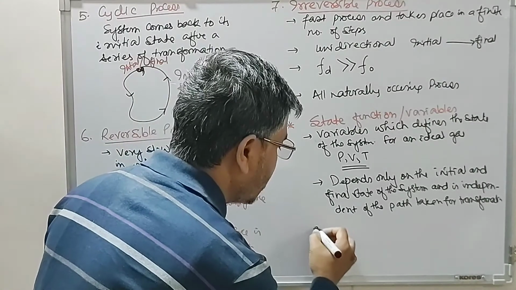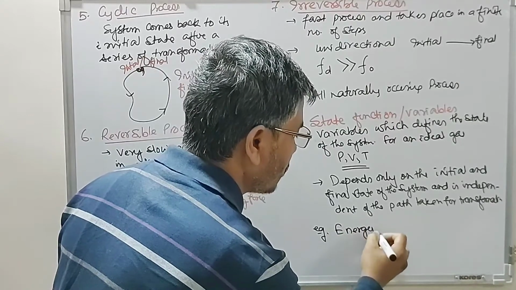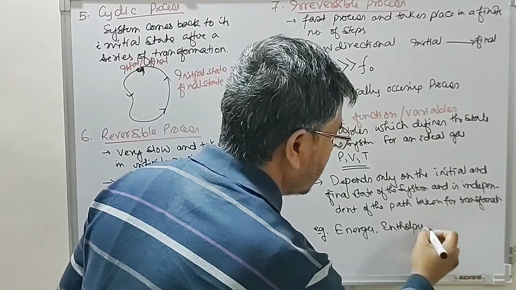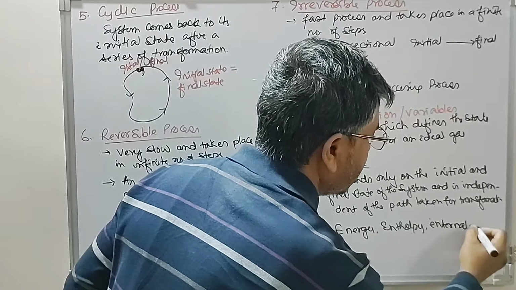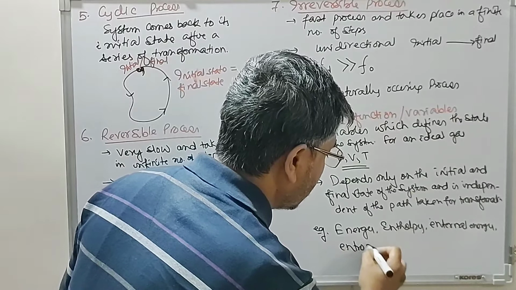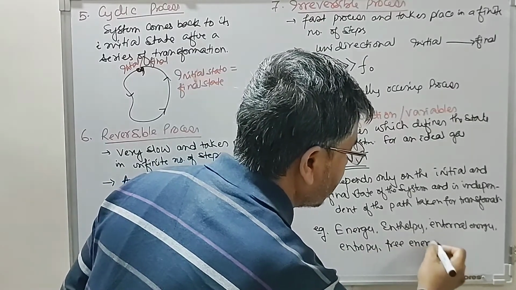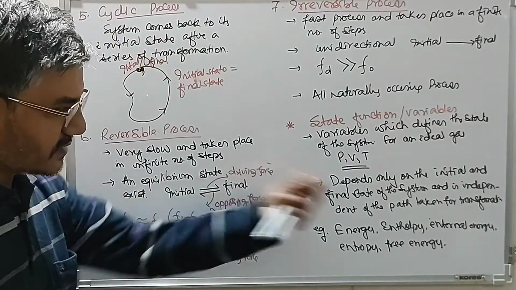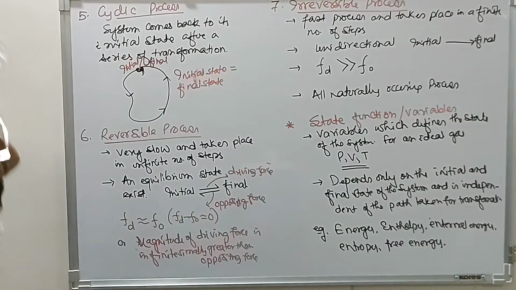For example, we have energy, we have enthalpy, we have internal energy, we have entropy, we have free energy. These are all known as state functions. We'll discuss this later on. So these are state functions or state variables.